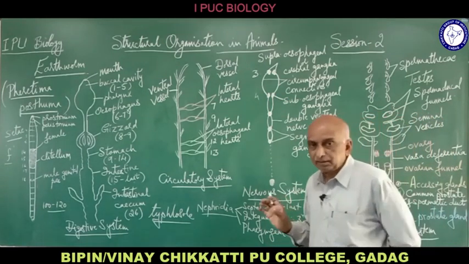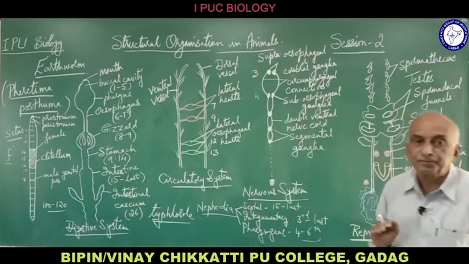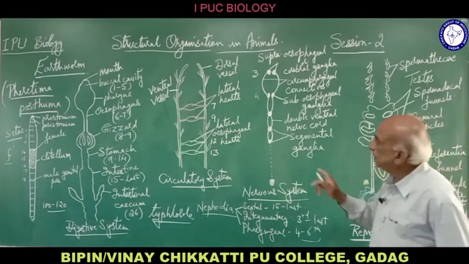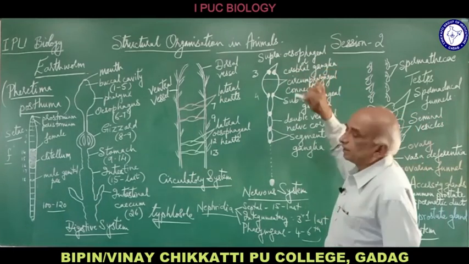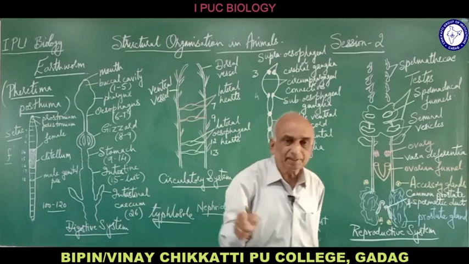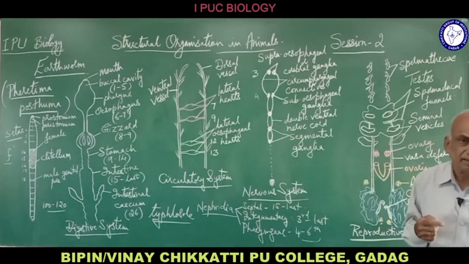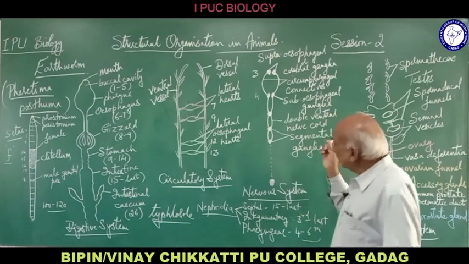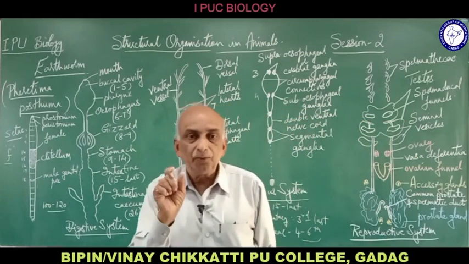Now the supraesophageal ganglia and the subesophageal ganglia both are connected by a ring-like structure, which is actually made up of nerve fibers, nerves. That is called the circumpharyngeal connectives. So circumpharyngeal connectives are connecting the supraesophageal ganglia and the subesophageal ganglia. It is a ring-like structure which is passing around the esophagus region. And from the subesophageal ganglia arises a ventral nerve cord.